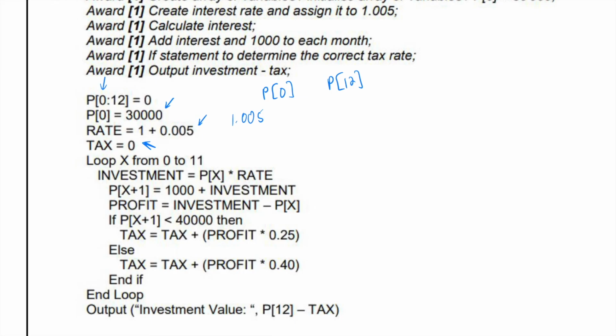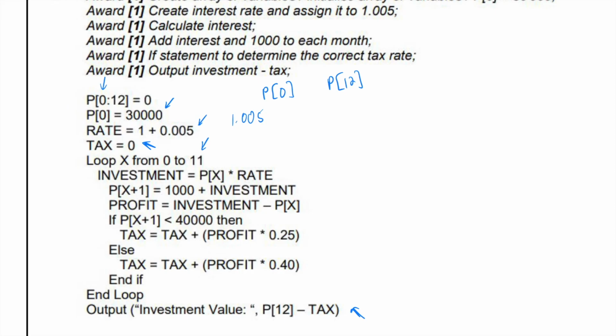Now this tax variable is going to be what allows us to keep track of the running total of tax for each month. So at the end, we can subtract it from our total investment value. So we have a loop running from 0 to 11, and inside that loop, the first thing we're going to do is calculate our value after tax, after interest.